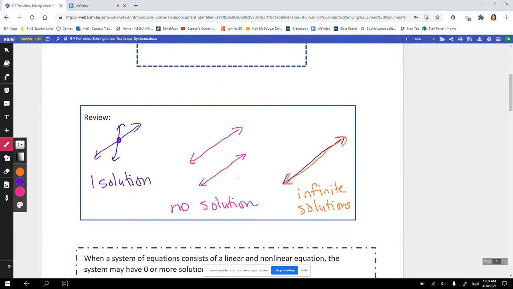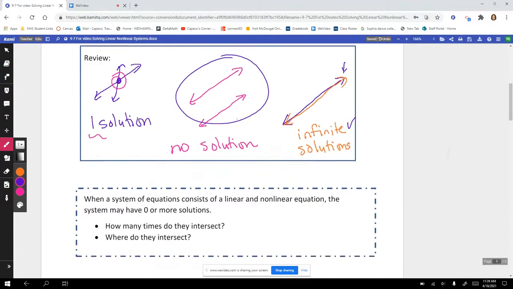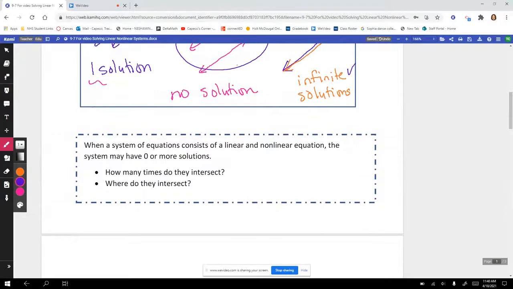When you were just working on linear systems, the number of solutions was the number of times the graphs intersected. So we have one solution. We had no solution if the lines were parallel, because they never touch. And if they were right on top of each other, that would be an infinite number of solutions. So when working with these systems of equations, we could have no solutions or more solutions. The real question is how many times do they intersect? And we're actually going to find out exactly where they intersect.